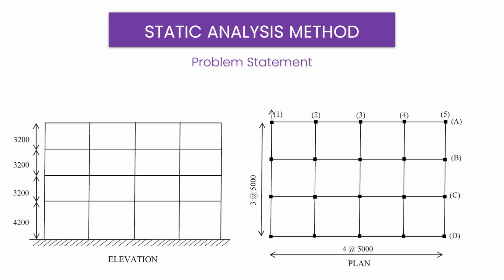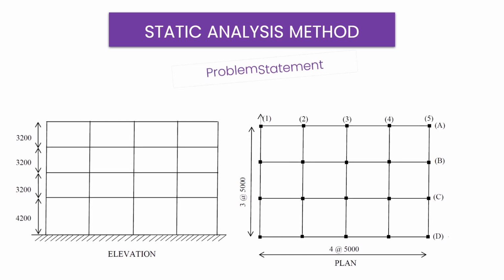So on the left, we have the elevation with different floor heights. We have 4200 mm. All these values are in mm. So we have a 4.2 meter height. We have a 3.2, a 3.2 and a 3.2. On the right side, we can see the plan with 4 spans of 5 meter each and 3 spans of 5 meter each. So this is the building which we'll be designing.